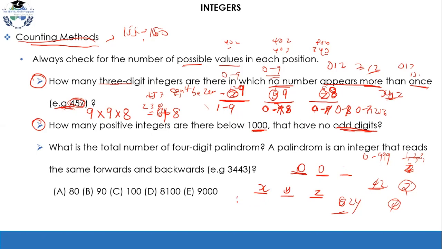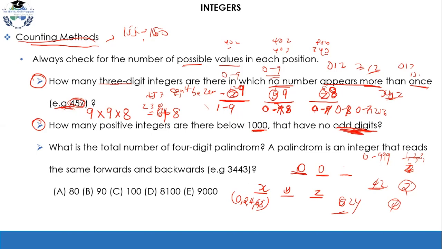So it can either be 0, 2, 4, 6, or 8, because it has to be only even. There are no odd digits, so it has to be even. So it can be 2, it can't be 1, it can't be 3, it can be 4, it can't be 5, it can be 6, it can't be 7 because 7 is odd, it can be 8, right?